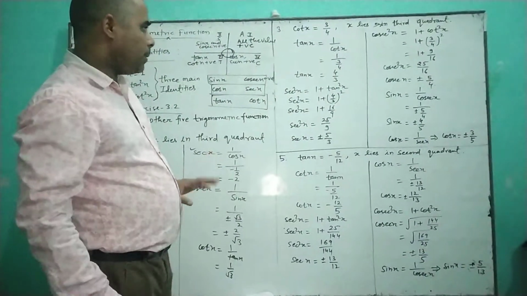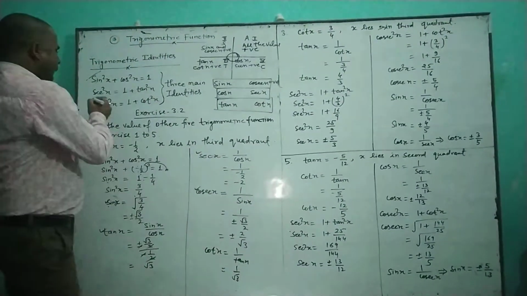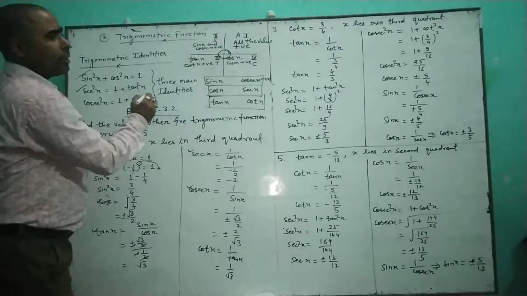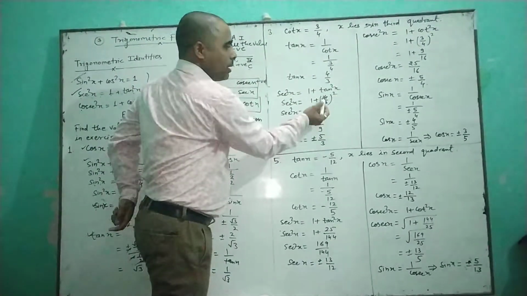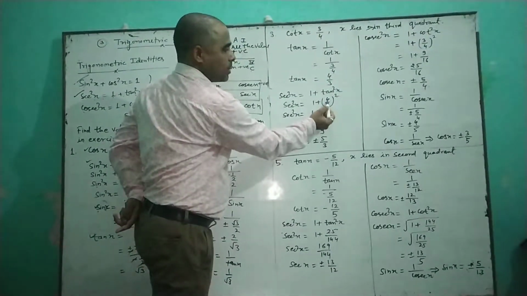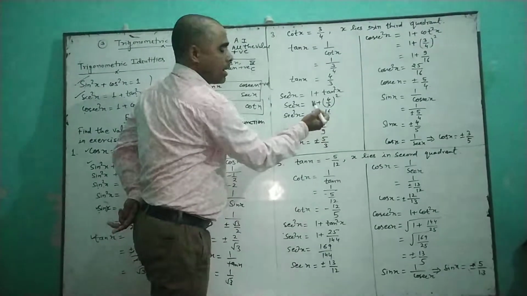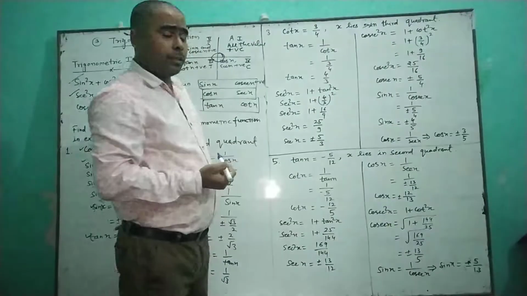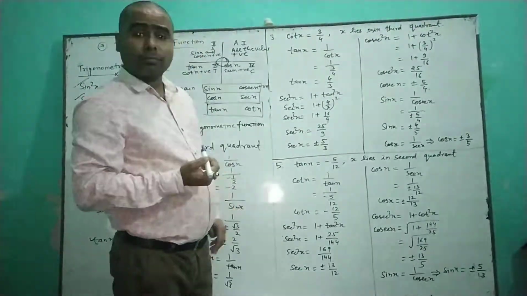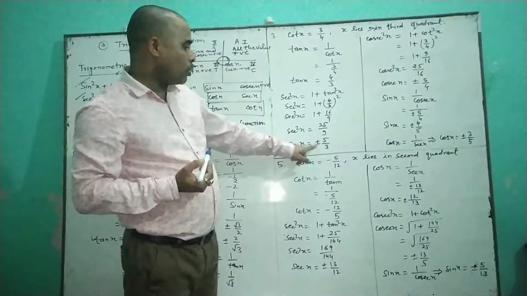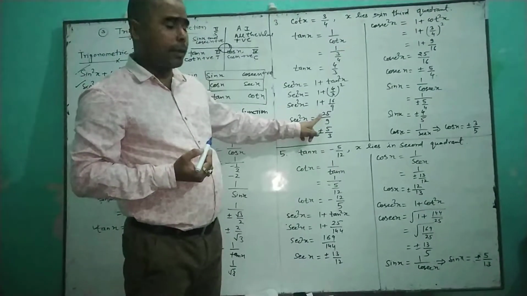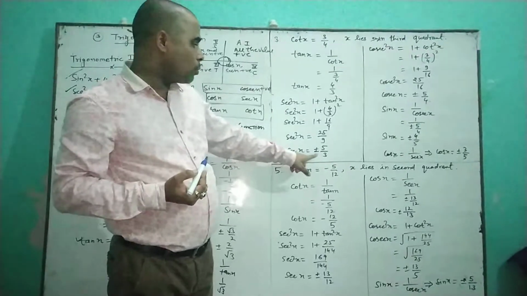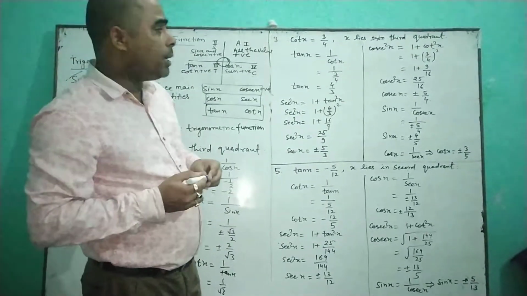Now using the identity sec square x is equal to 1 plus tan square x, and the value of tan x is 4 by 3. Now tan square x is 4 by 3 whole square. It means 4 square is 16, 3 square is 9. Now taking LCM, 25 by 9. Sec square x is equal to 25 by 9. So sec x is equal to plus minus 5 by 3, since the square root of 25 is 5 and the square root of 9 is 3.